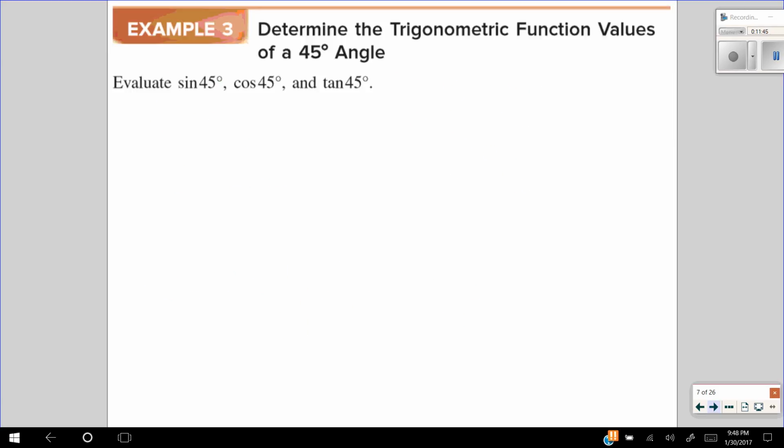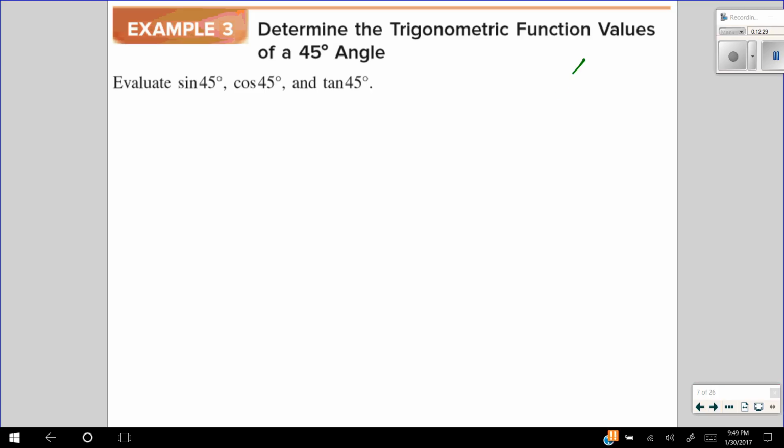Alright. Example 3 and the skill practice for 3 and example 4 and the skill practice for example 4 are really just laying out the sine, cosine, and tangent and the cosecant, secant, and cotangent of 30, 60, and 45 degree angles, which we've pretty much already done on the unit circle. But I'm just going to quickly review with you how I got those, just in case you ever have to reproduce them. So it says evaluate sine, cosine, and tangent of 45 degrees.